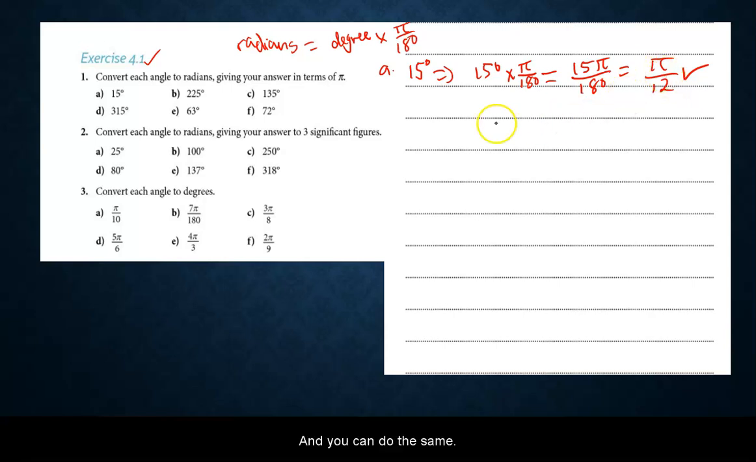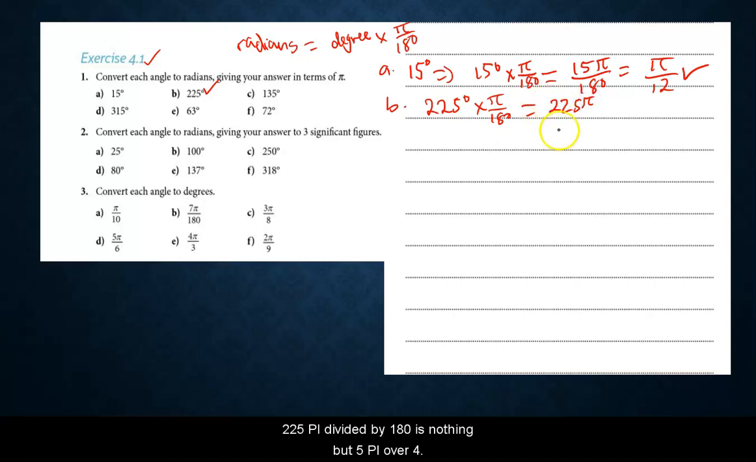Correct. And you can do the same. Let's take B. In B, you have to convert 225 degrees. So 225 degrees, multiply this by pi all over 180. This gives you what? 225 pi.